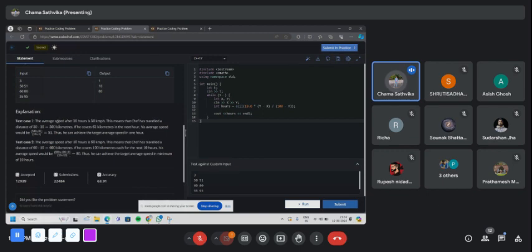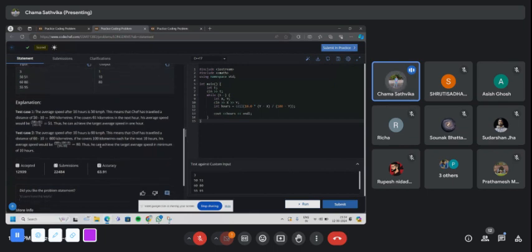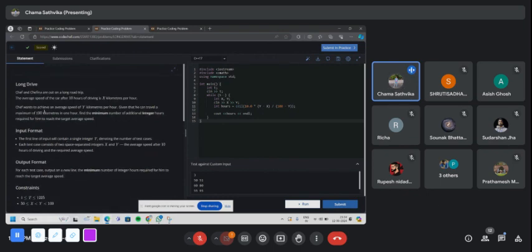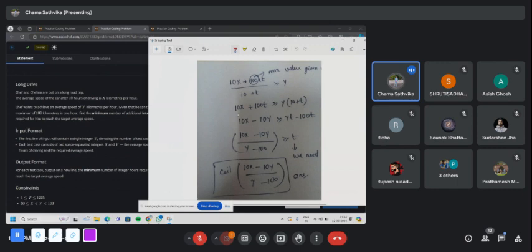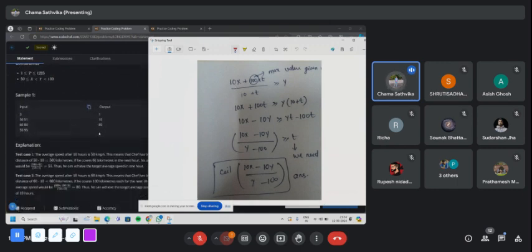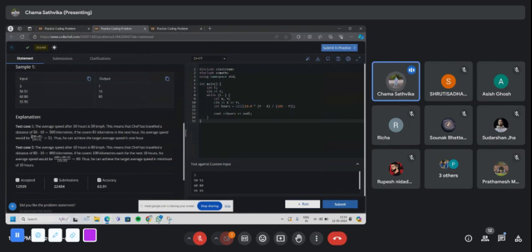Suppose let's check the second test case, 60 and 80. 60 kmph in 10 hours is 600 kilometers, and then we need to reach our target of 80. Here we don't know the time, but in the question they mention 100 kilometers in 1 hour is the maximum speed. So we'll apply simple mathematics here. According to the first test case, 500 plus 51 by 10 plus 1.